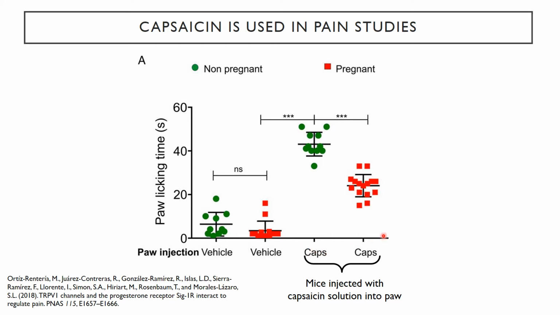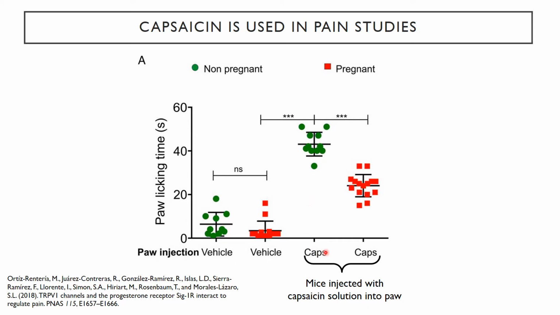But when you use capsaicin and you're inducing the TRPV1 channels to be activated, so they're injecting capsaicin into the paw, you can see that both groups are now licking their paws more than if they weren't injected with capsaicin at all. But interestingly, the pregnant mice have a lower amount of time licking their paw relative to the non-pregnant mice. It's nearly half. So this looks like the pregnancy is conferring some sort of pain tolerance that is not present when mice are not pregnant. So there does appear to be some sort of advantage to being pregnant and having greater pain tolerance.